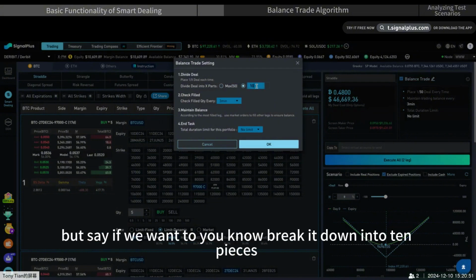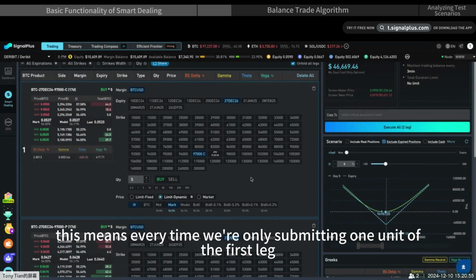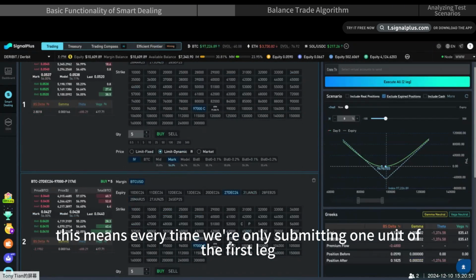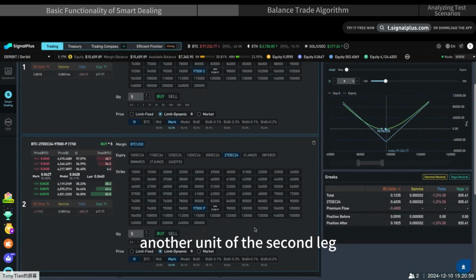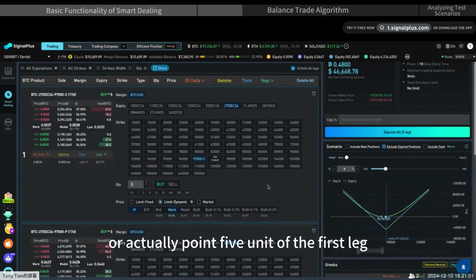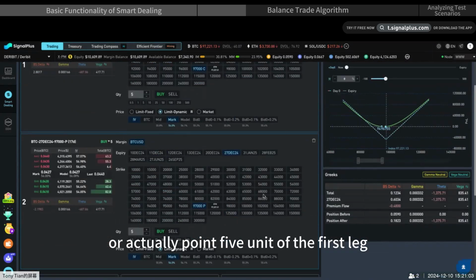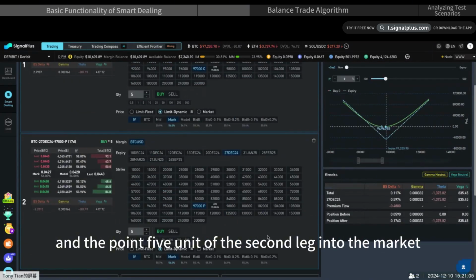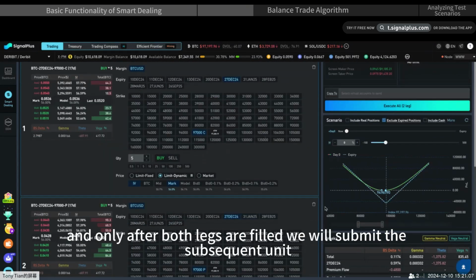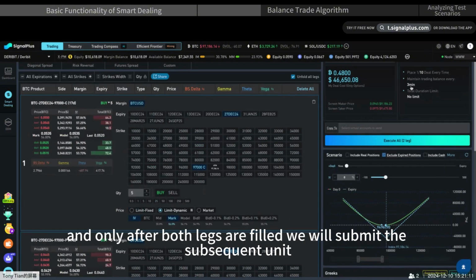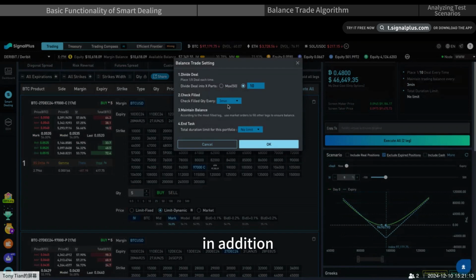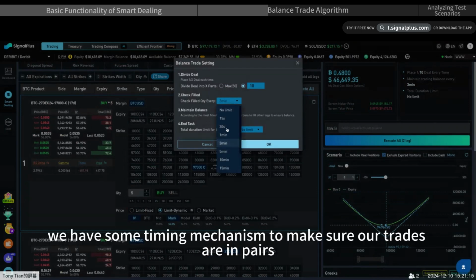But say if we want to break it down into 10 pieces, this means every time we're only submitting 1 unit of the first leg and another unit of the second leg, or actually 0.5 unit of the first leg and 0.5 unit of the second leg into the market. And only after both legs are filled, we will submit the subsequent unit.